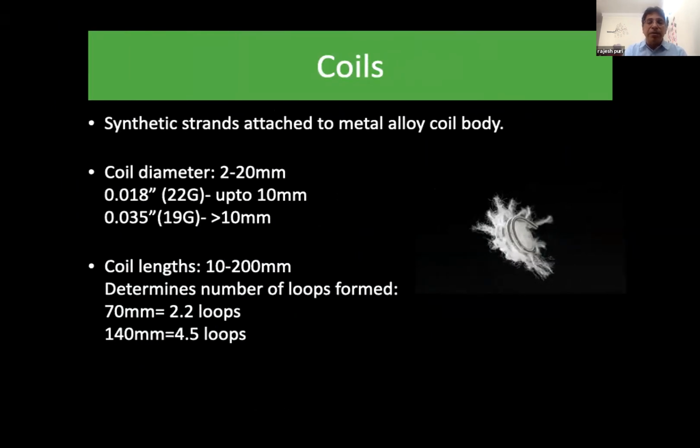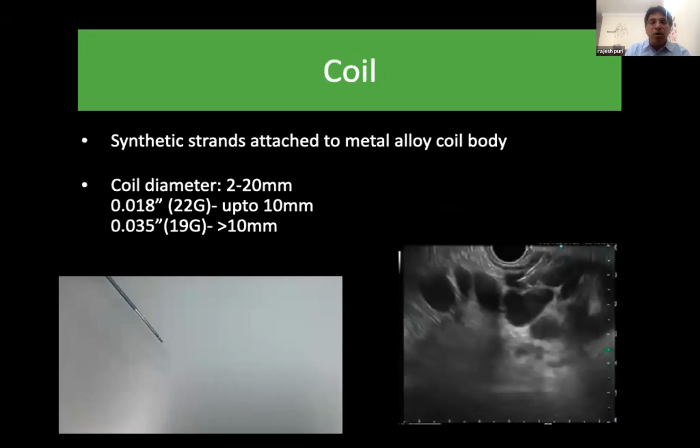Various coils are available in the market. The coil diameter ranges from 2 to 20 millimeter. If you are using a coil of less than 10 millimeter, then the 22G needle is sufficient. But if you are using a coil of more than 10 millimeter, then it is better to use the 19G needle. The coil length is available from 10 to 200 millimeter, and it will depend upon the number of loops. Up to 7 centimeter coils, 2 loops are formed, and with 140 millimeter, 4.5 loops are formed, because the loops indicate the diameter of the varix which is going to be covered by the coils.